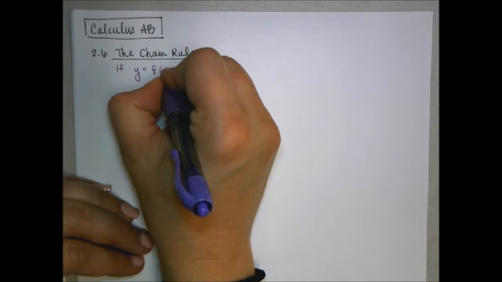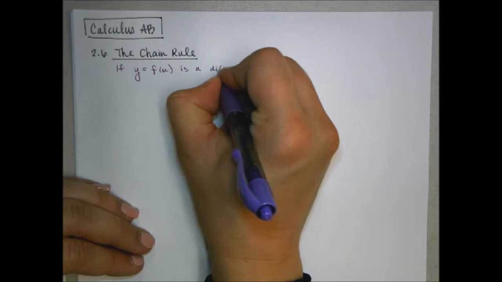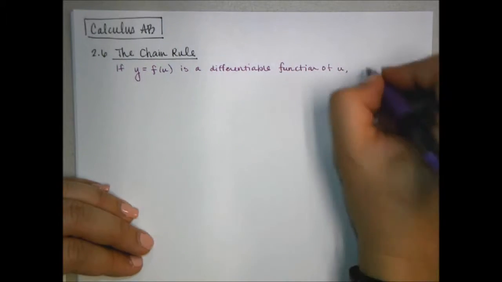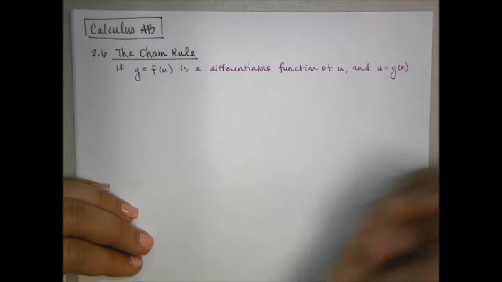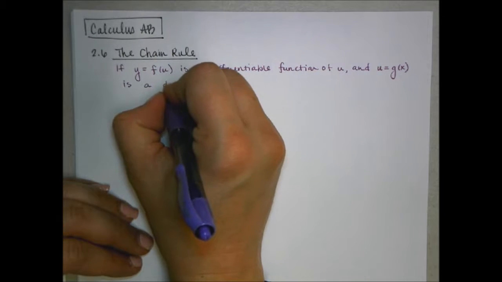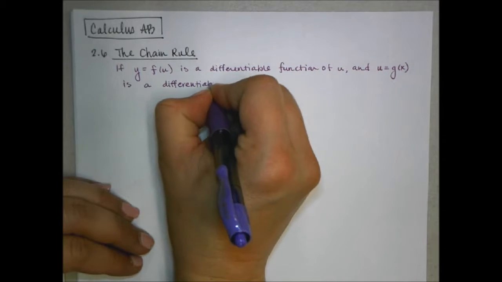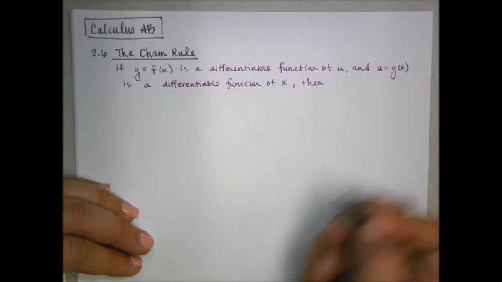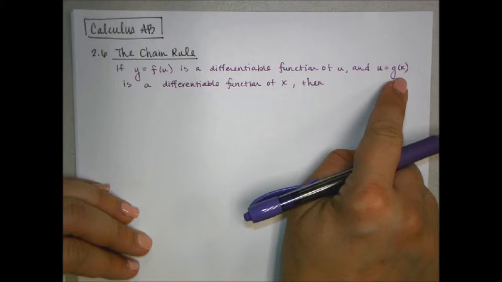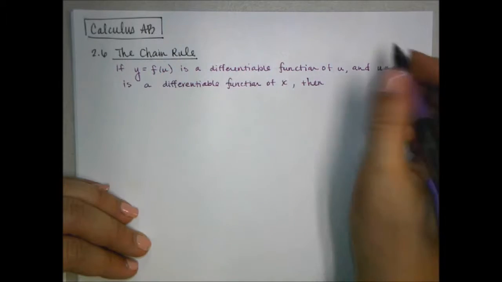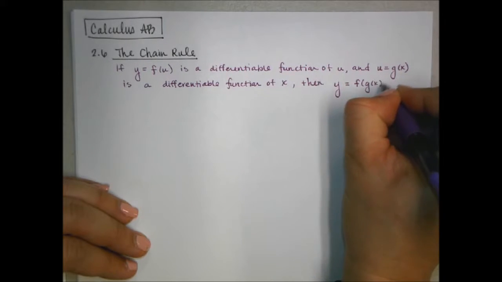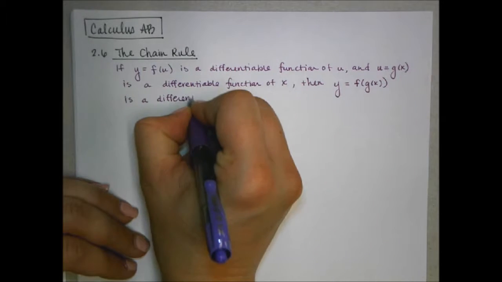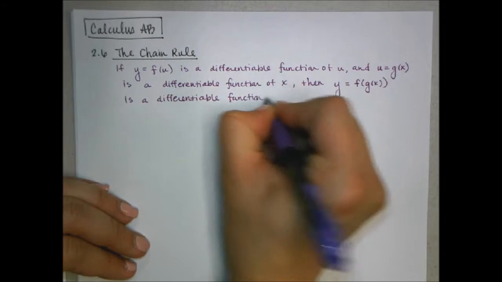So if y is equal to f of u, a differentiable function of u, and u is g of x, also a differentiable function of x, then you'd make that substitution. If u is g of x, then here we get f of g of x. So y is equal to f of g of x. So this is also a differentiable function of x.